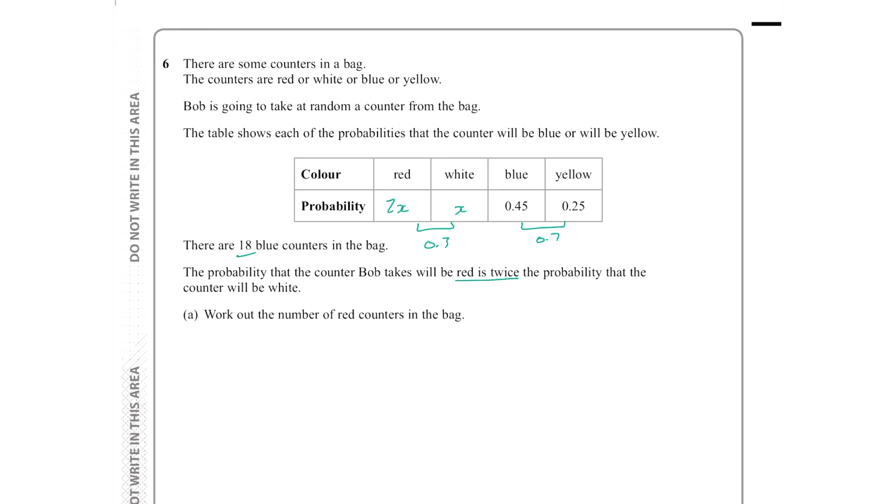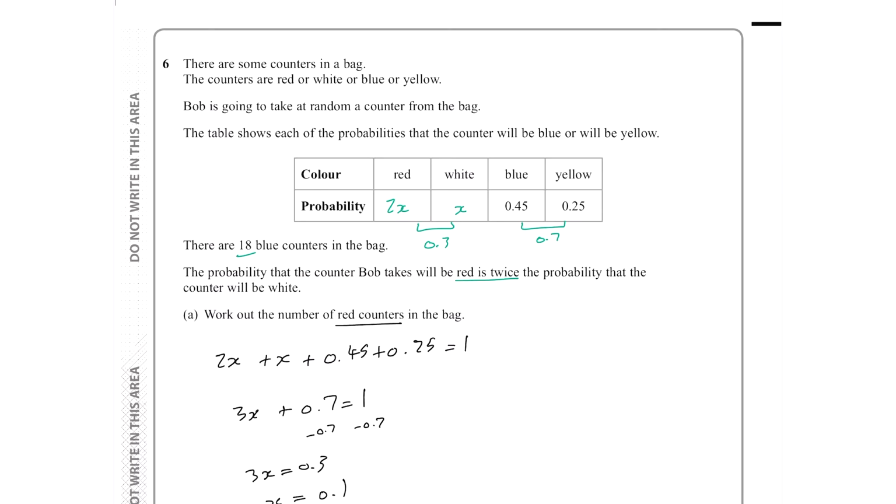Okay, so we know probability adds up to 1. So we have 2x plus x plus 0.45 plus 0.25 is equal to 1. If I collect the like terms, that's 3x plus 0.7 is equal to 1. If I subtract 0.7 from each side, I get 3x is equal to 0.3. If you do 0.3 divided by 3 on your calculator, you end up with x is equal to 0.1.